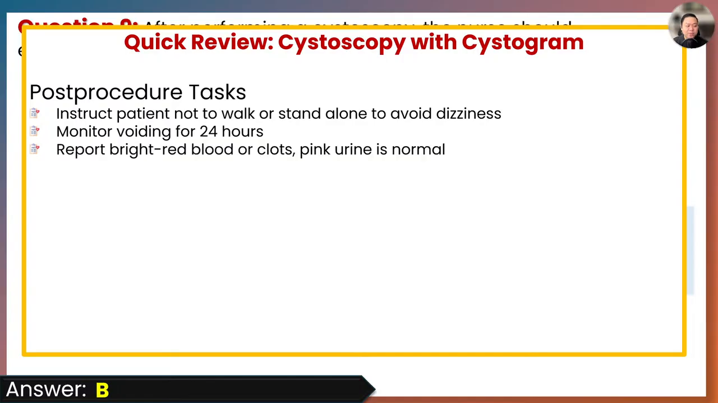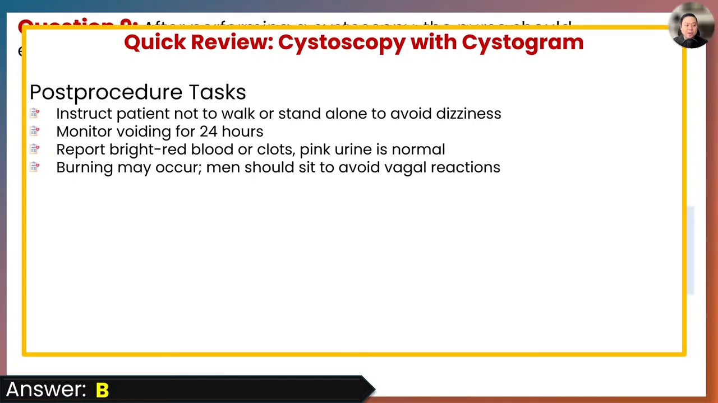Now, we also need to instruct the patient to report any bright red blood or clots, while if they're only reporting pink colored urine, that is normal, so they should not be alarmed about that. But our emphasis here is to make sure that the client reports bright red urinary output. This simply means that there could be some bleeders that need to be cauterized.